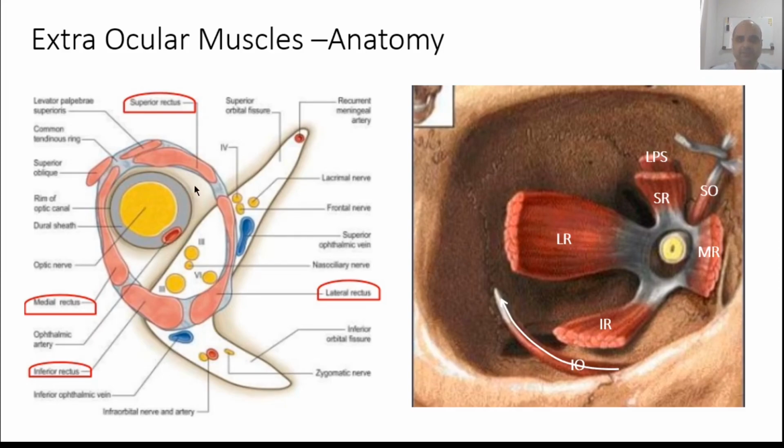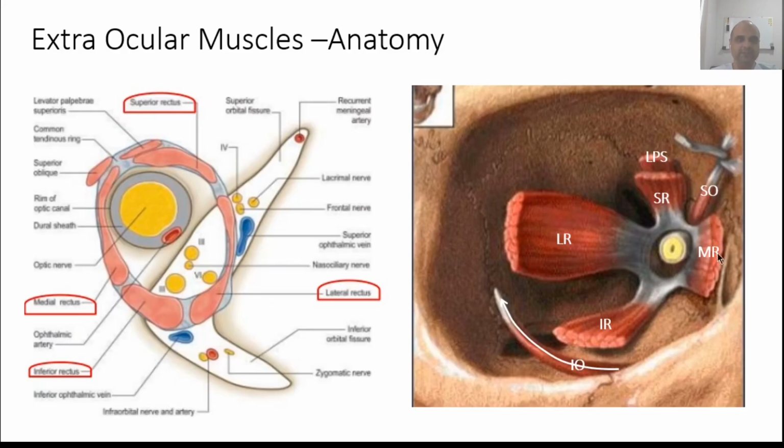So this is the anatomy of the extraocular muscles. They arise by and large from the annulus of Zinn, which is this fibrous tissue, with the exception of inferior oblique, which arises from the medial side of the floor of the orbit. So this is a picture on the right where the eyeball has been removed. You can see the muscles arising from this fibrous tissue, and they spread out and attach themselves onto the eyeball. And we'll just see how that happens in the next animation slide.